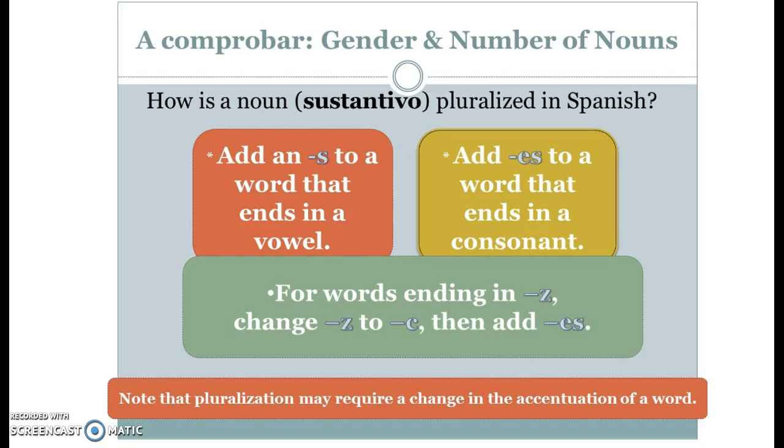You have also learned gender and number of nouns. What's the rule to make a noun plural? Make sure you name at least 3 or 4 rules for pluralizing nouns in Spanish.